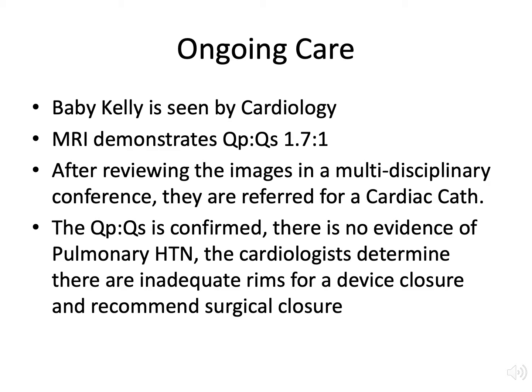She's seen by cardiology, and MRI demonstrated a QP-QS ratio of 1.7 to 1. The patient was discussed in a multidisciplinary conference and referred for a cardiac cath. The QP-QS ratio was confirmed in cardiac cath. There's no evidence of pulmonary hypertension. The cardiologist determined on cath that there's inadequate rims for device closure, and they're recommending surgical closure.